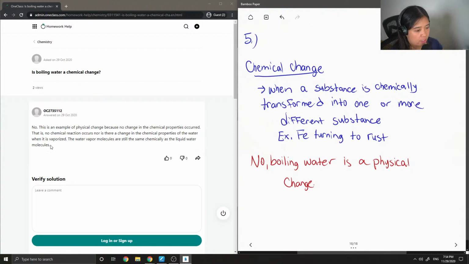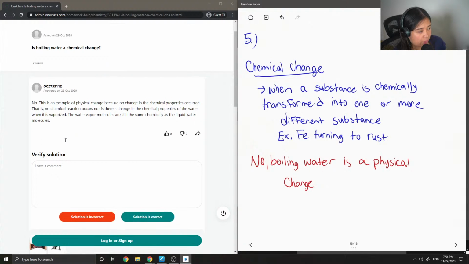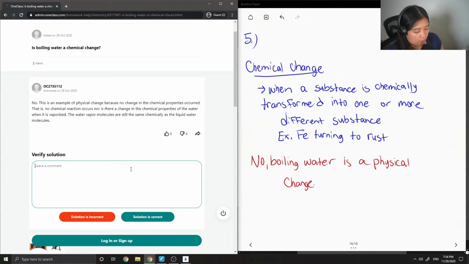So the junior tutor said, no, this is an example of physical change because no change in the chemical properties occurred. That is, no chemical reaction occurs, nor is there a change in the chemical properties of water when it is vaporized. The water vapor molecules are still the same chemically as the liquid water molecules. Yep, so this solution is correct.